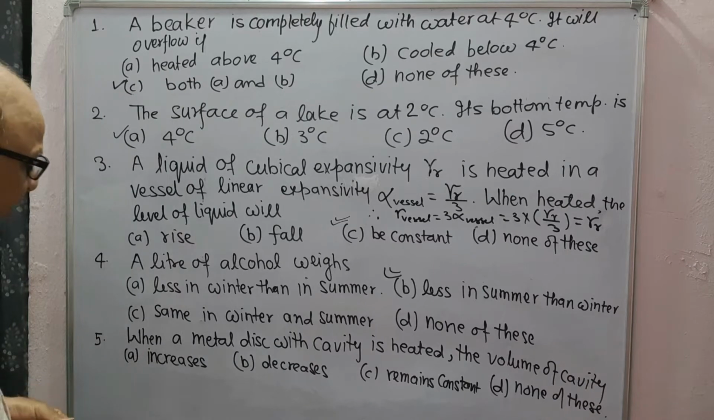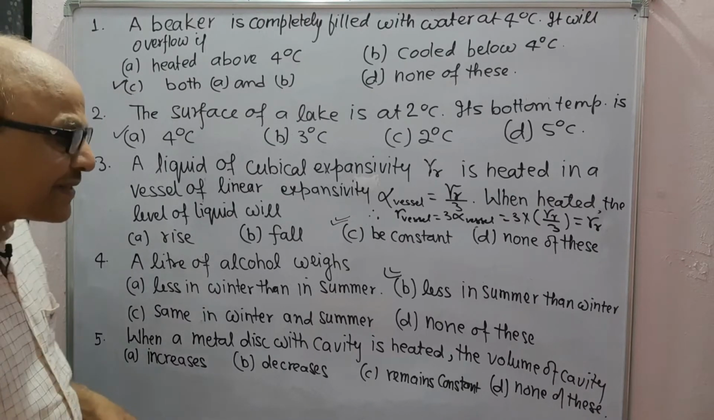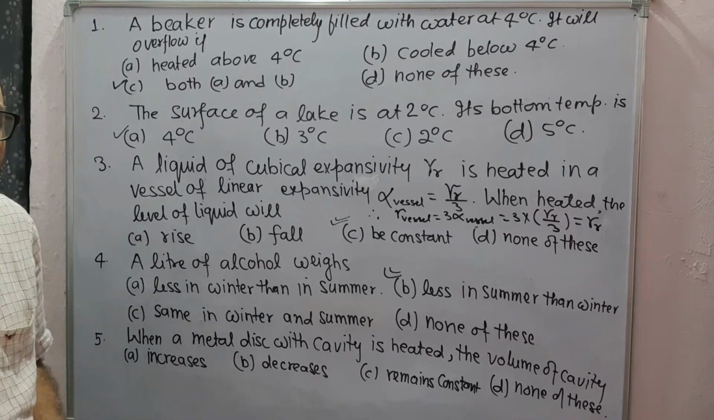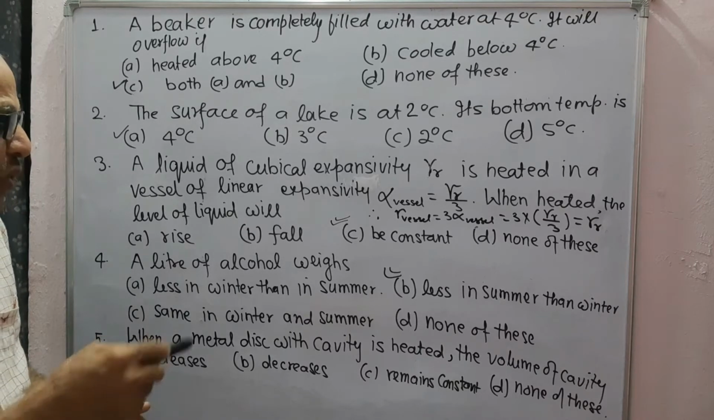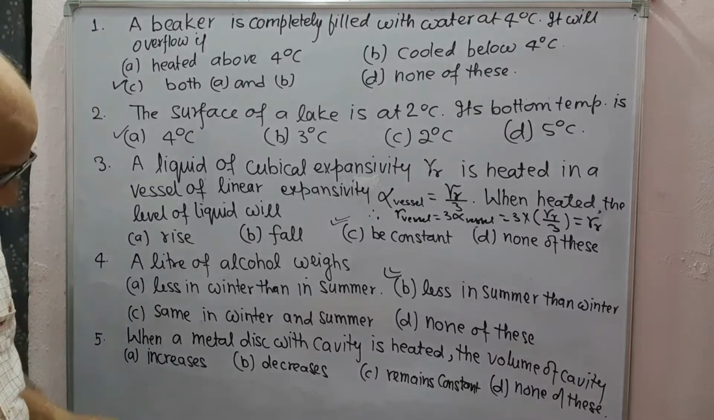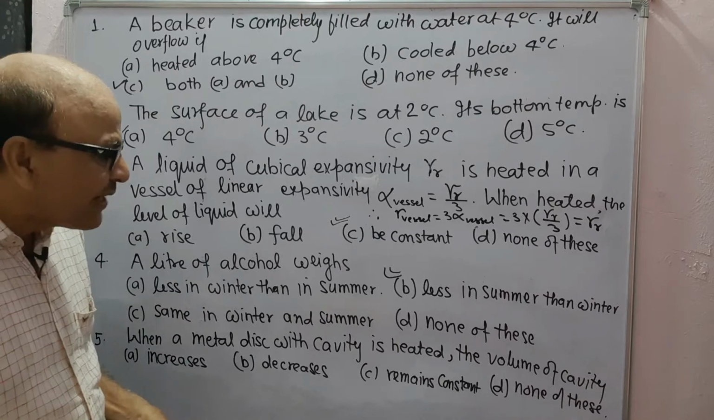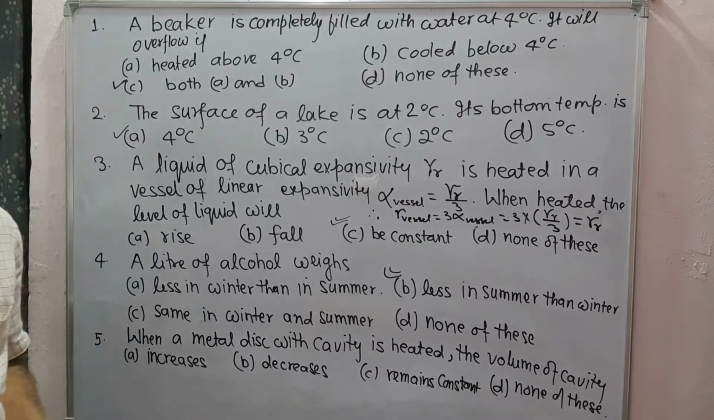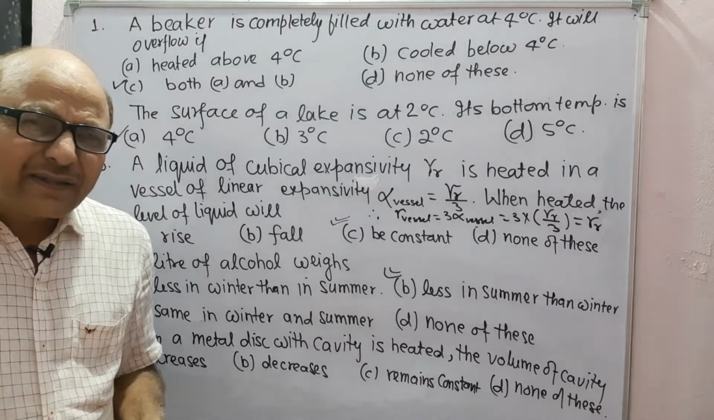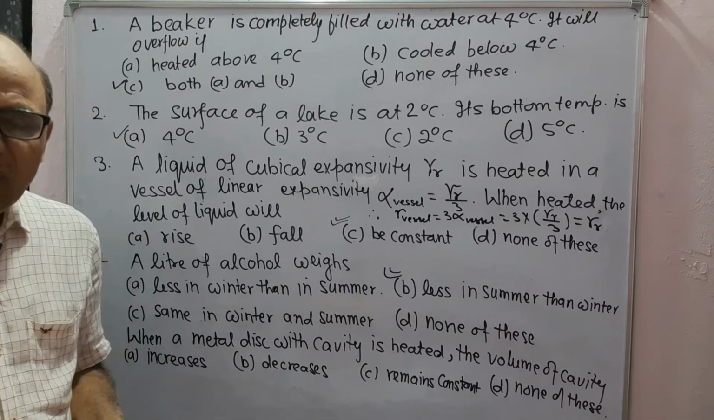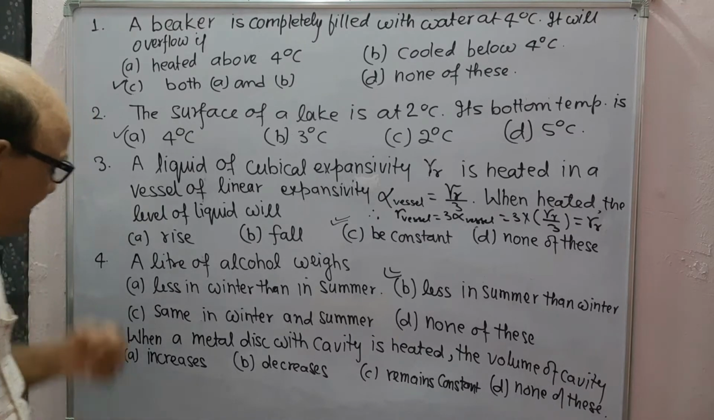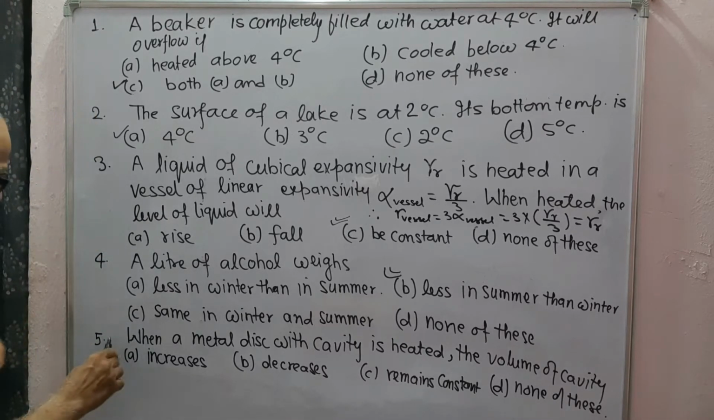Next question 5. When a metal disc with a cavity is heated, then the volume of the cavity increases, decreases, remains constant, etc. Cavity means hole. When the metal disc with the cavity is heated, its volume will increase in the same proportion as if the material cut out from the cavity would expand. Therefore, the correct option will be A.